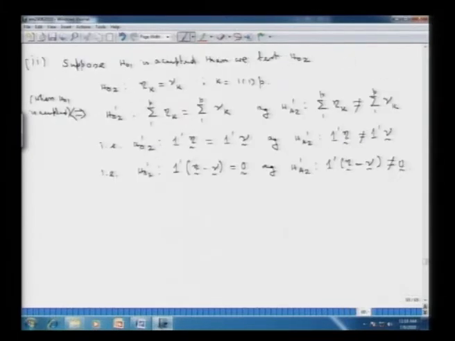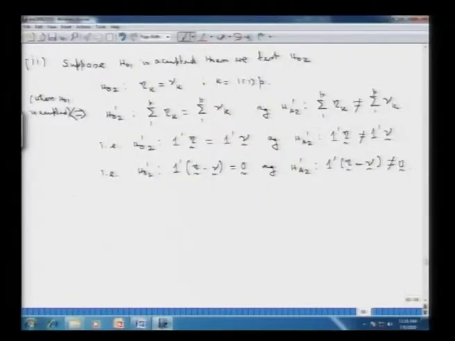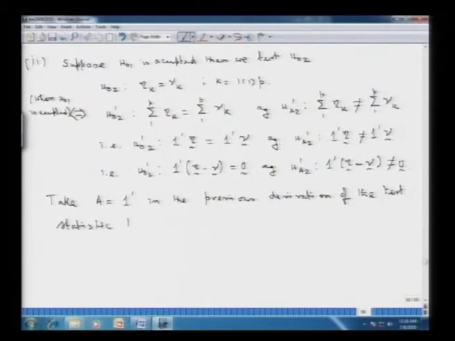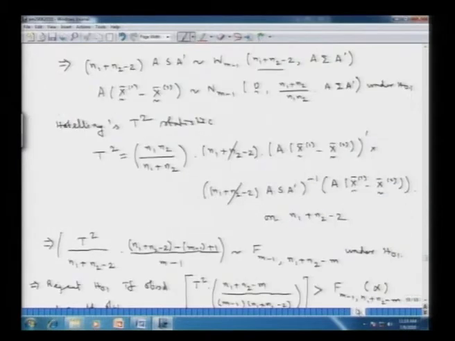Now, as we see, the H02 hypothesis we have cleverly reduced into a form which is exactly the same as that of the previous one, with the previous A being replaced now by 1 prime. So, the testing follows exactly in the same way. So, we take A equal to 1 transpose in the previous formulation, in the previous derivation of the test statistic to get Hoteling's t square and the associated test, and hence we can straight away use the test statistic we had got there with just A being replaced by 1 transpose.